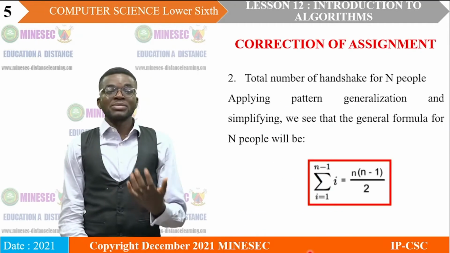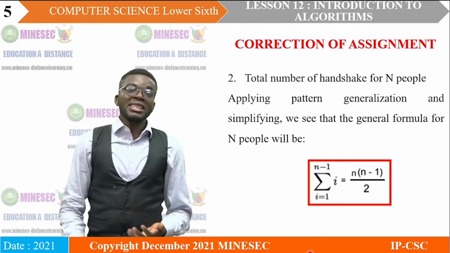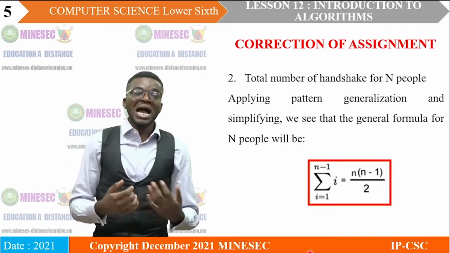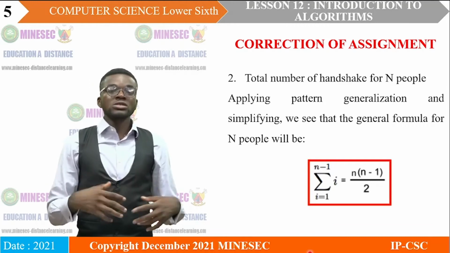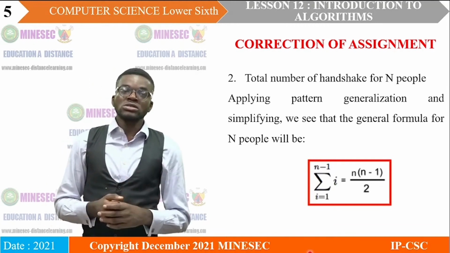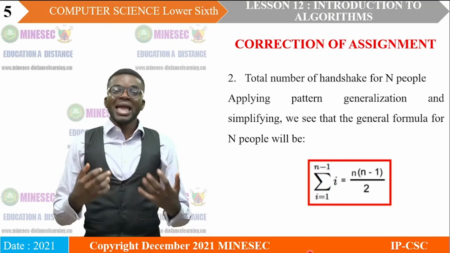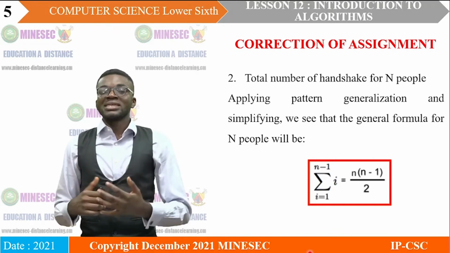So coming now here, we are applying the concept of abstraction, where we are focusing just on essential details. So the formula is going to be n into n minus 1 divided by 2.